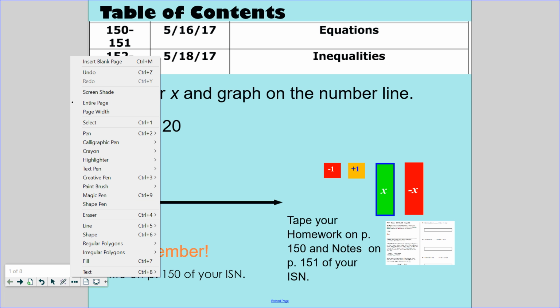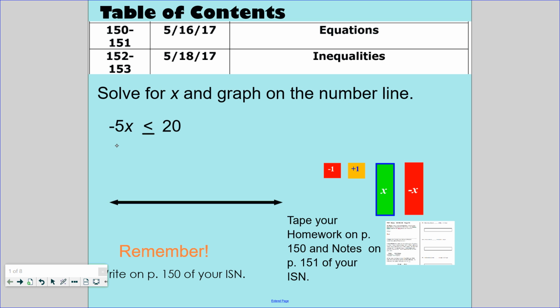Take what you know from solving equations to help you solve inequalities. It's pretty much almost the same thing. So what is the inverse? I need to isolate x. What's the inverse operation of multiply? Divide. So I need to divide both sides by -5. This cancels out because it becomes one whole. So it becomes 1x. So 20 divided by -5 is -4.